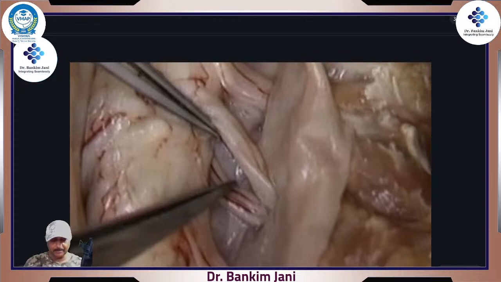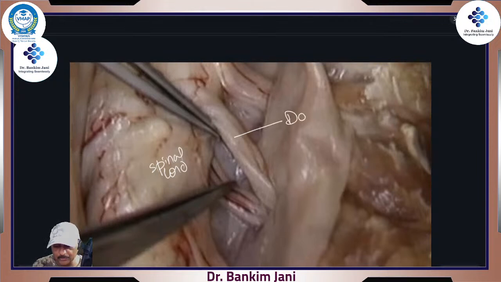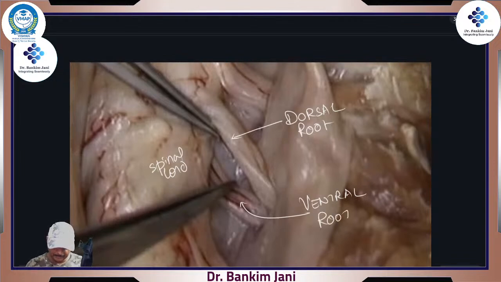Now this is a complete zoom of the spinal cord, and we have removed the posterior portion, so this is what we are watching. This is the dorsal root, because we are watching from the back, and this is the ventral root. Both of them combine to form the spinal nerve.